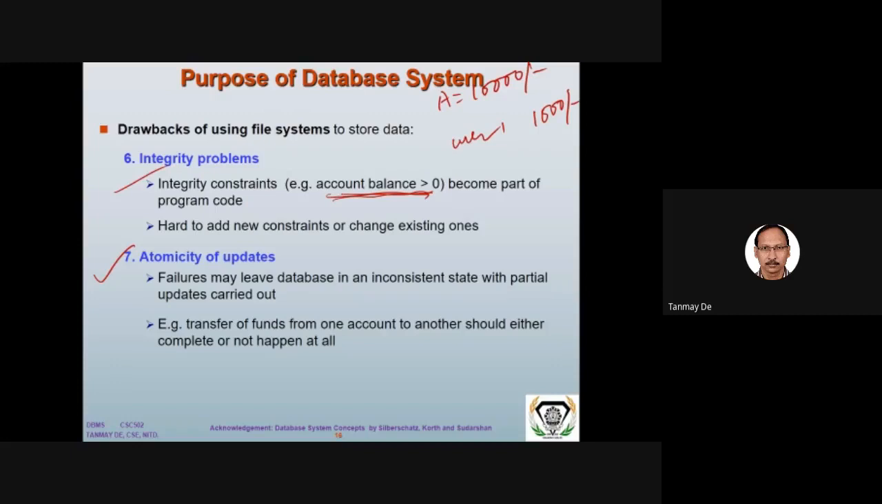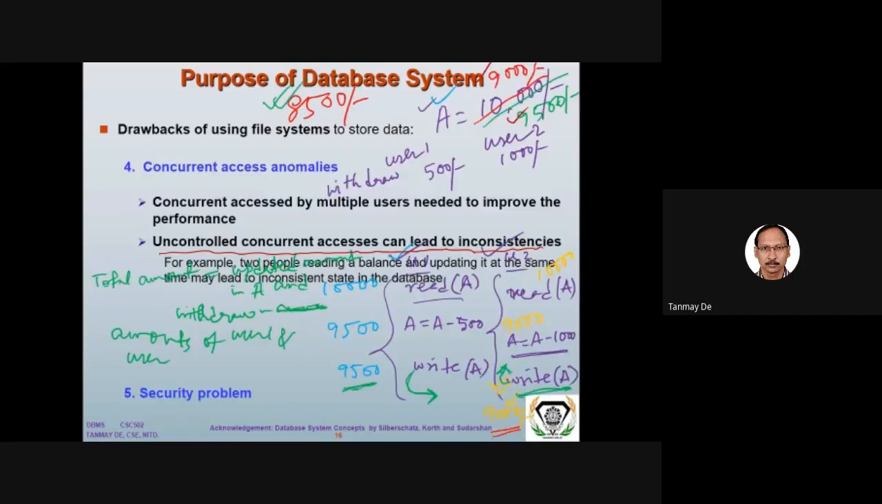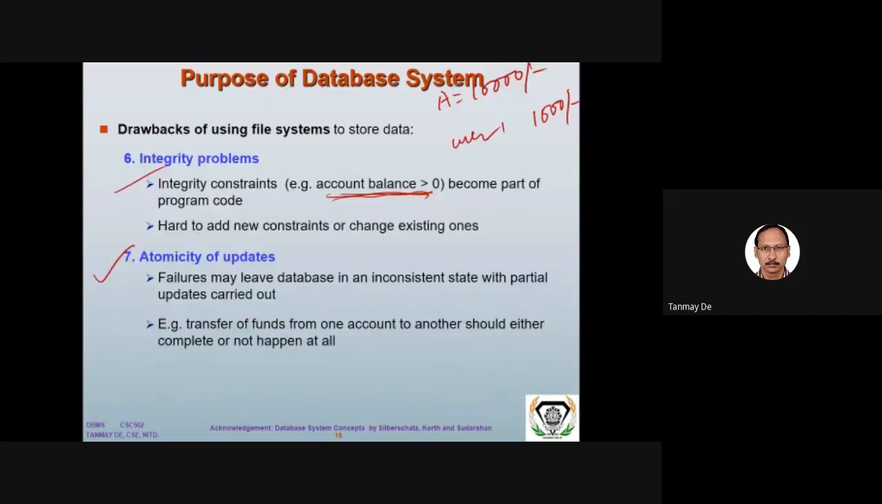So how does a withdrawal actually work? For that there needs to be some small transaction or small code. What is the code for that? Just like the previous one I discussed here: first read account A, then account A is calculated, that is account A minus 1000, okay? Then the updated value is written in the database. This is the code to do this operation.